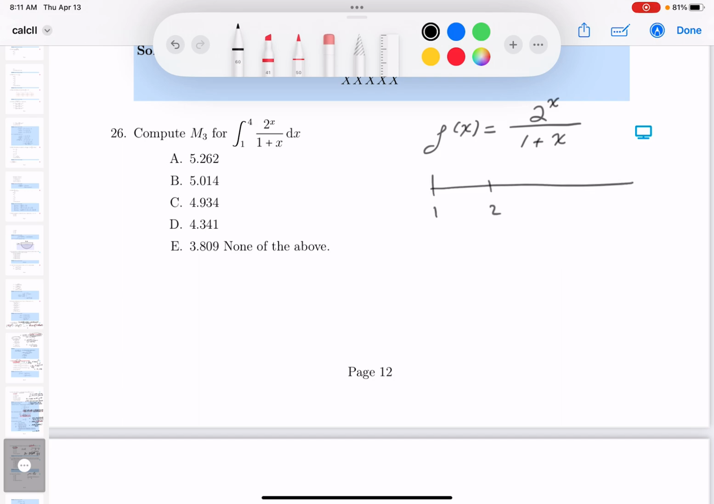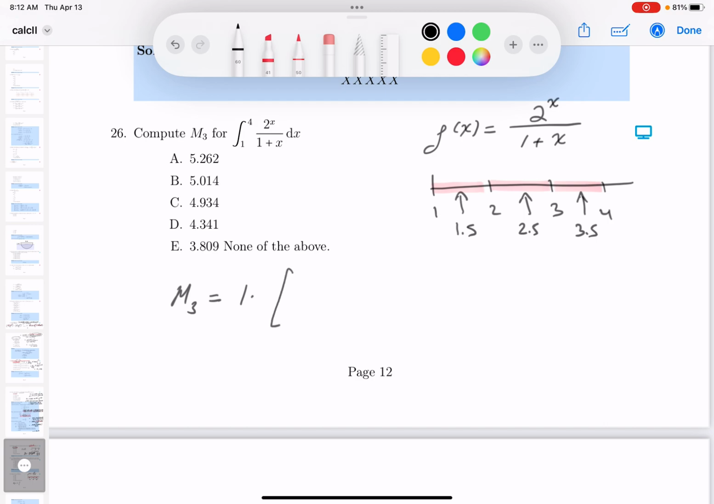1, 2, 3, 4. Let's talk about the midpoints. It's 1.5, 2.5, and 3.5. What am I doing over here? I'm computing a midpoint approximation. Let's write this over here, M3. What's the base equal? Every single base is equal to 1. So I'll write that down.